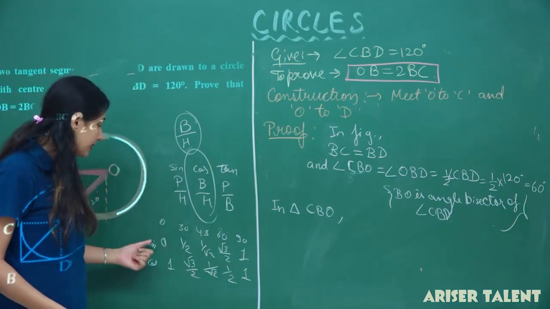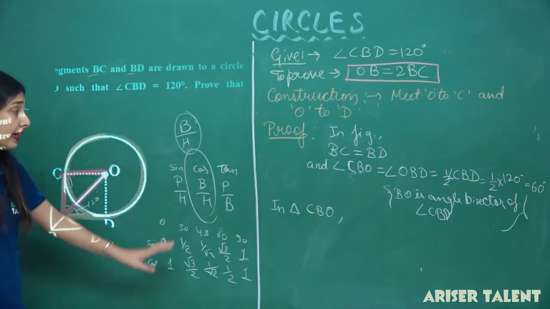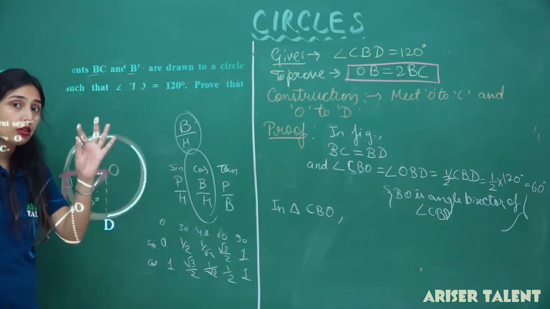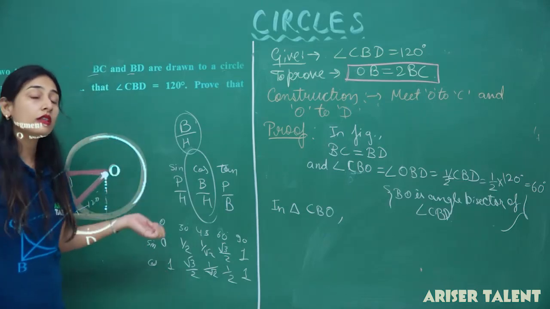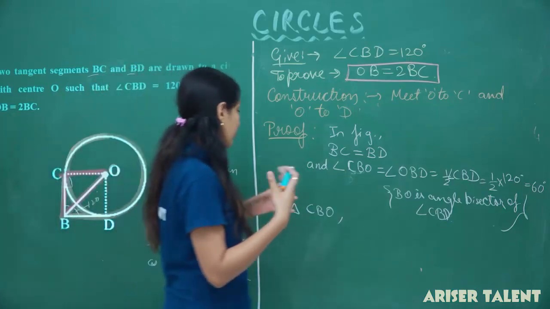The tan theta will be sin theta by cos theta. So, you can calculate the value of tan theta here, and I have also told you to remember these values on your fingertips: what is cos 60, what is sin 60, what is cos 30, what is tan 60. You have to remember them also.